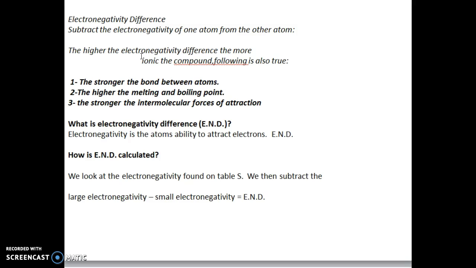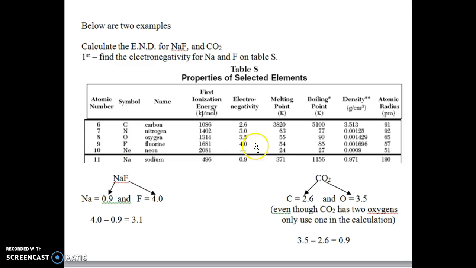All right, now how do we calculate the electronegativity difference, or the END? Well, we know that the electronegativity for each atom is found on reference table S. So we look for those two, and we take the large electronegativity minus the small electronegativity, which will give us our electronegativity difference. So here, let's take a look at table S.